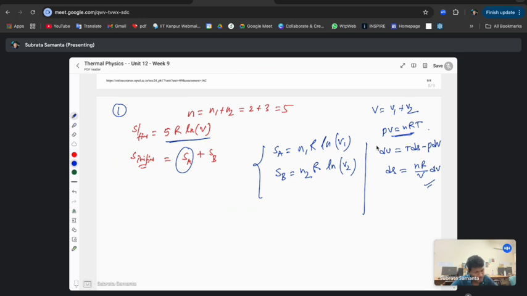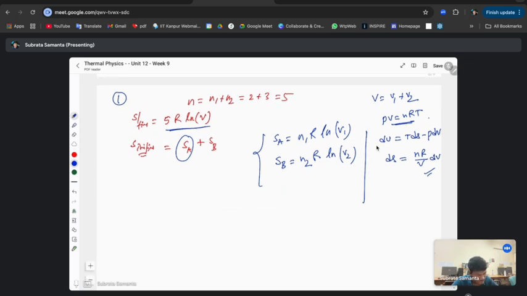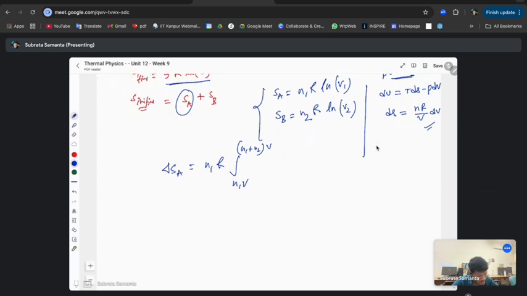So the total V is basically N1 plus N2 times V, so V1 plus V2, so V1 is N1 times V. So if we integrate this, what about S_A? This is basically N1R integral of N1V to N1 plus N2 times V. So that is basically the change, delta S_A, this is the change in entropy.